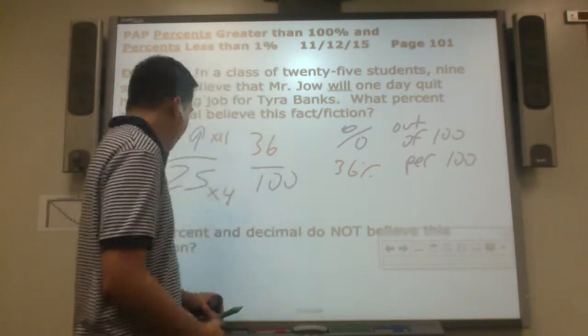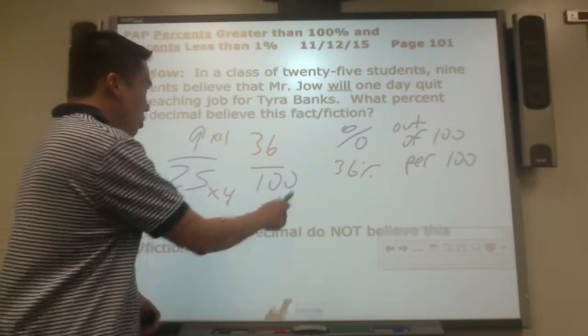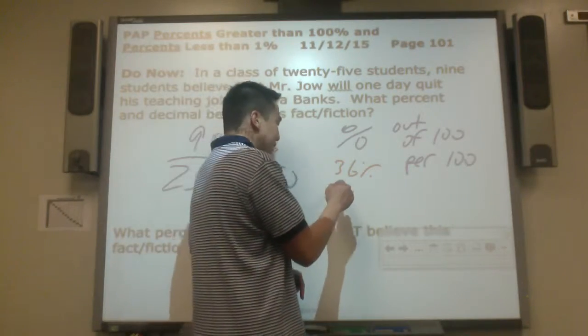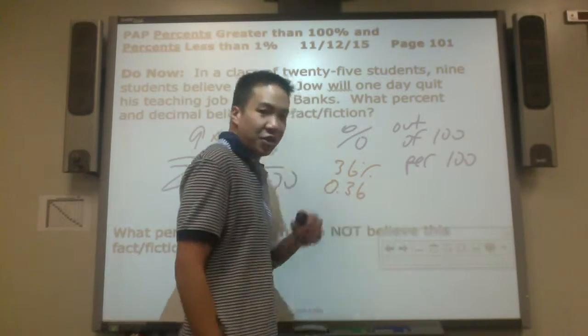So what percent and decimal? Oh, what decimal? So the decimal of 36 hundredths is 0.36.